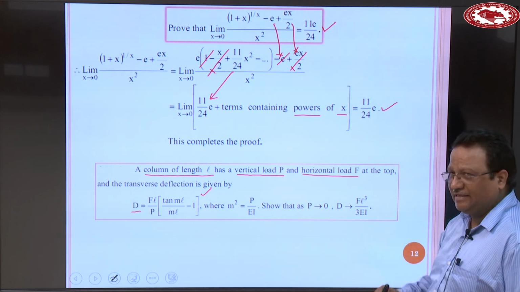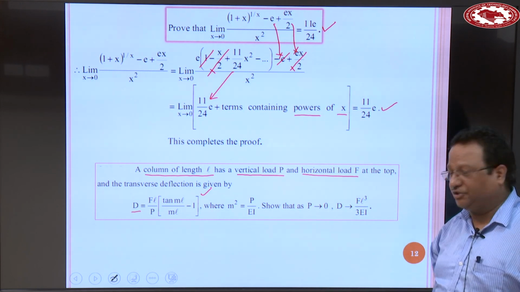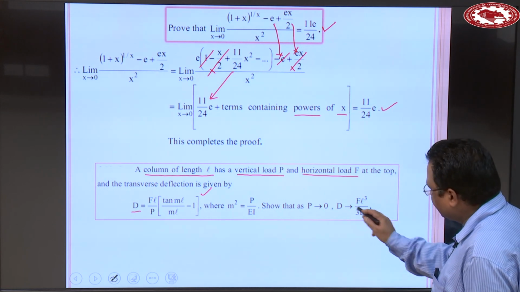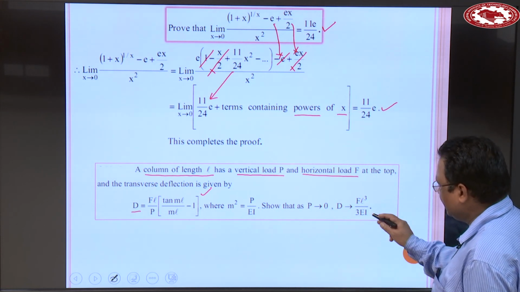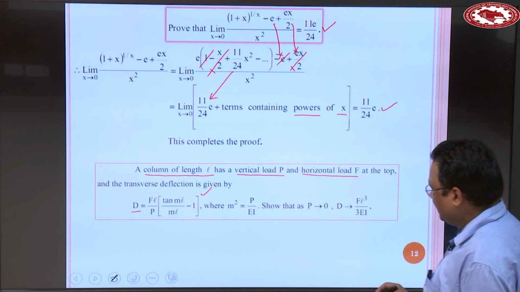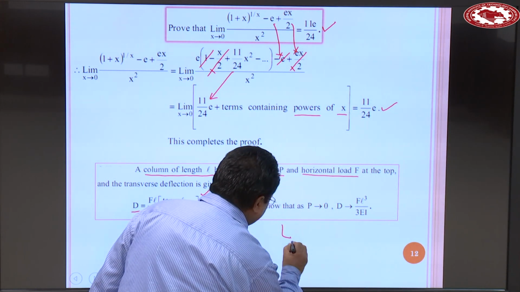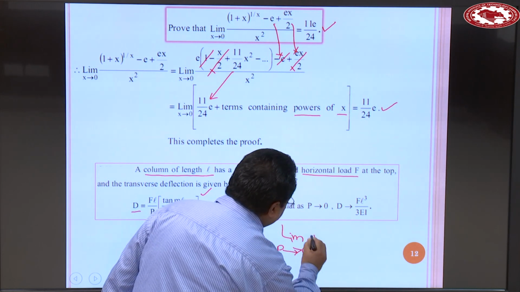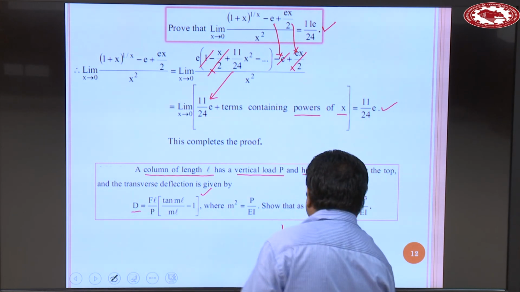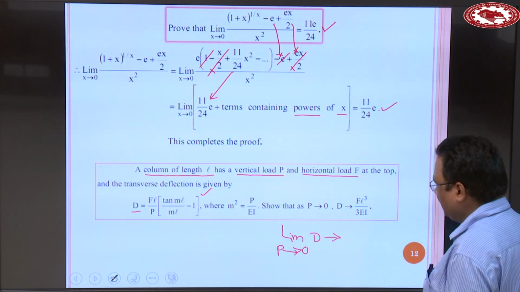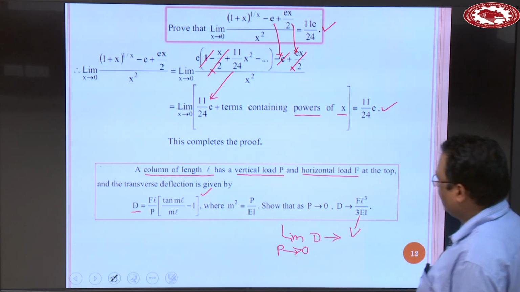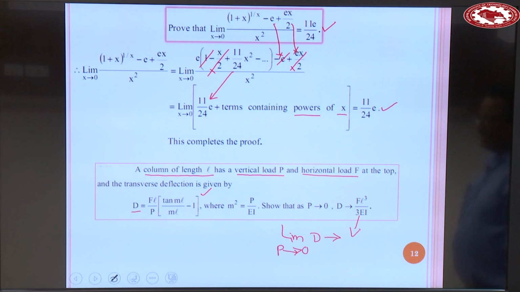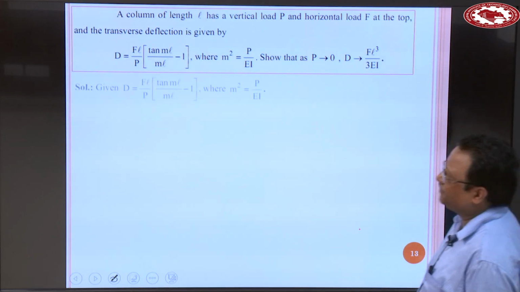as P tends to 0, limit P tends to 0, D tends to FL cube over 3 EI. So this means that we have to prove that limit P tends to 0 of D, when we apply the limit, we obtain this value FL cube over 3 EI. So let us solve this problem.